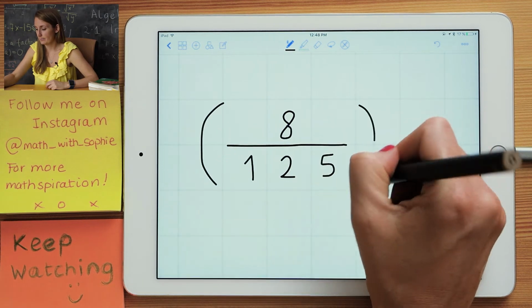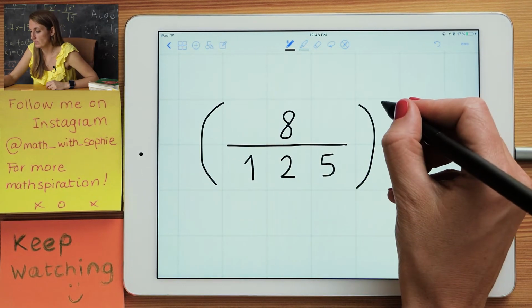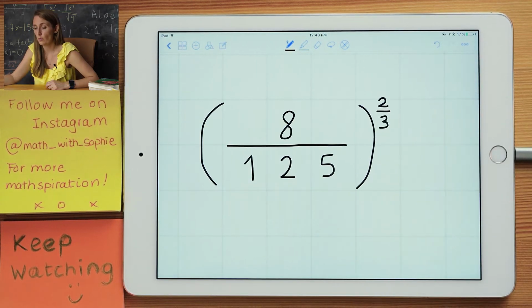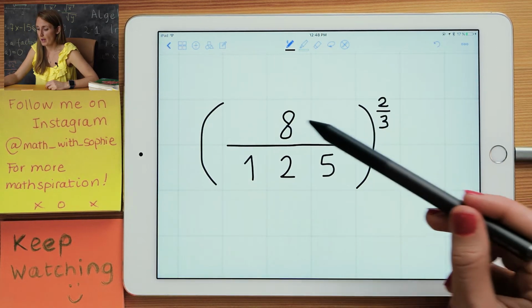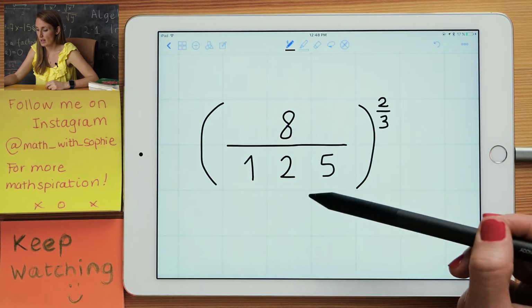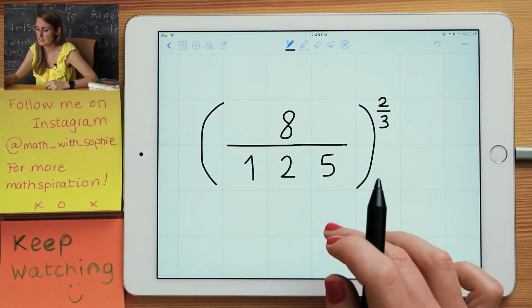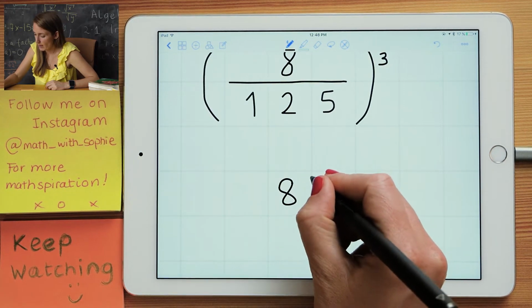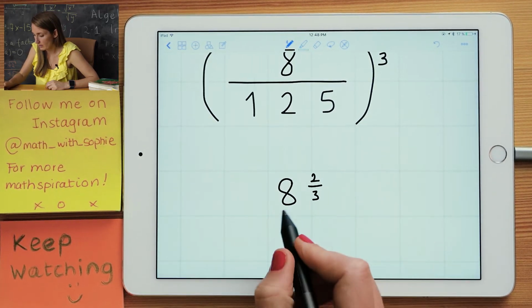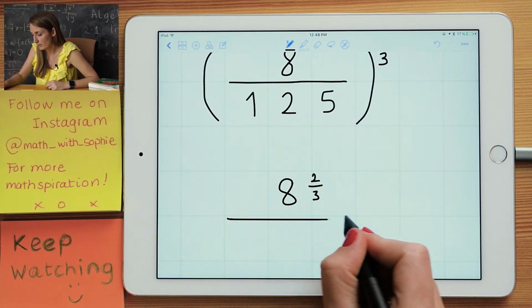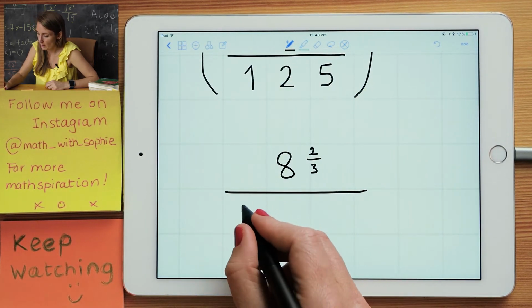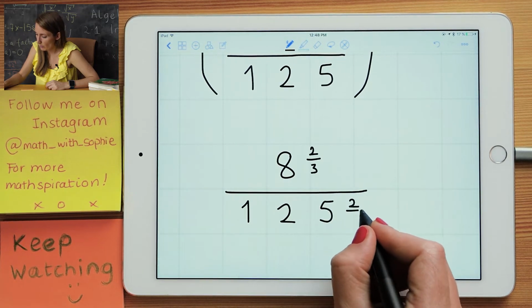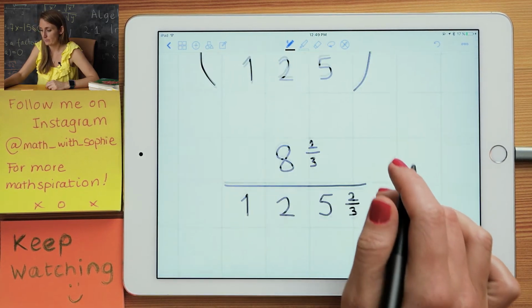Inside a bracket with a fractional power. So now we're going to do 2/3 or 2 over 3. Remember, that power needs to go on both the numerator and the denominator. So that can be our first step. So we're going to have 8 power 2 over 3 divided by 125 power 2 over 3.